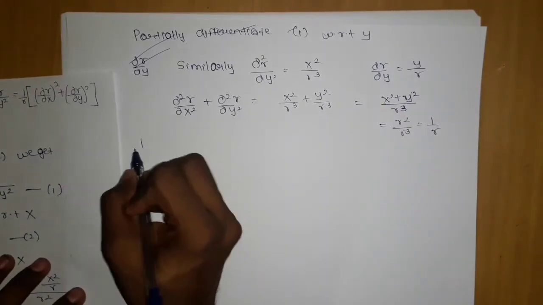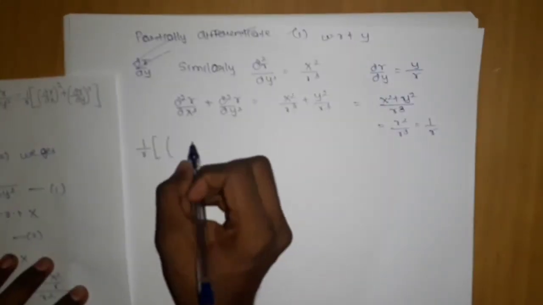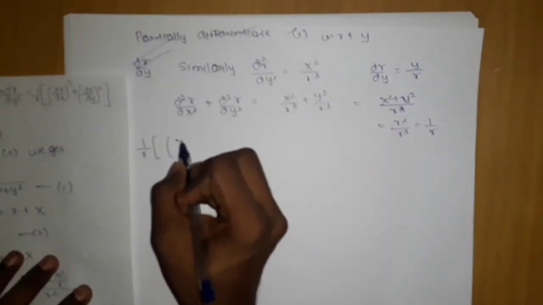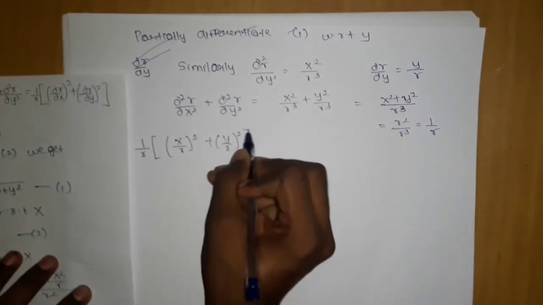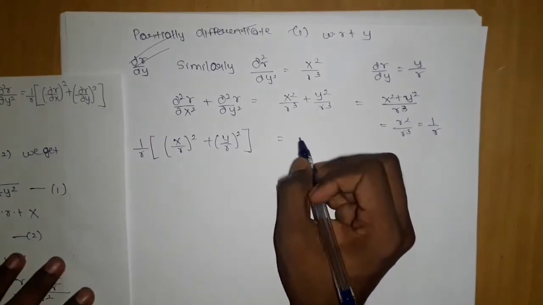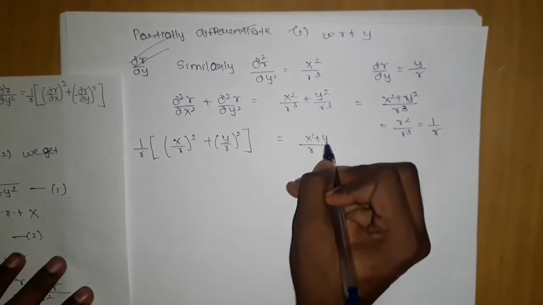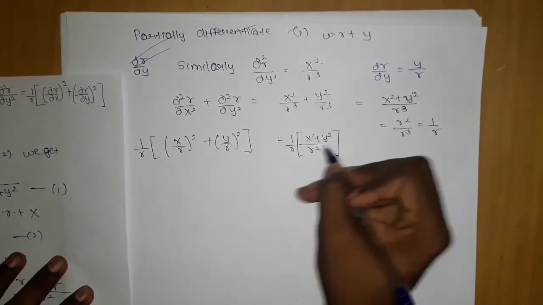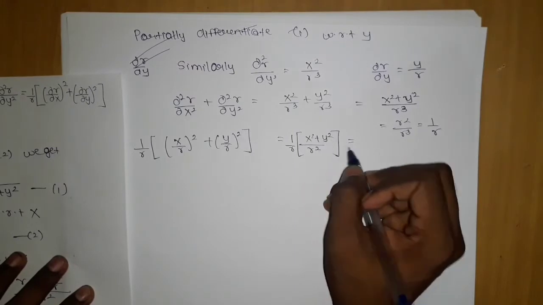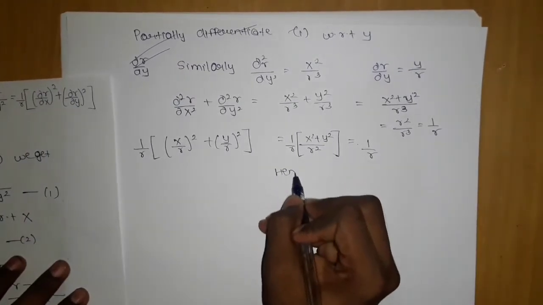Similarly, if I put these values here, first it is going to be x by r the whole square plus y by r the whole square. Then it's going to be x square plus y square over r square, with 1 by r outside, and you can clearly see it will get cancelled out because x square plus y square equals r square, and I am left with 1 by r, so hence proved.